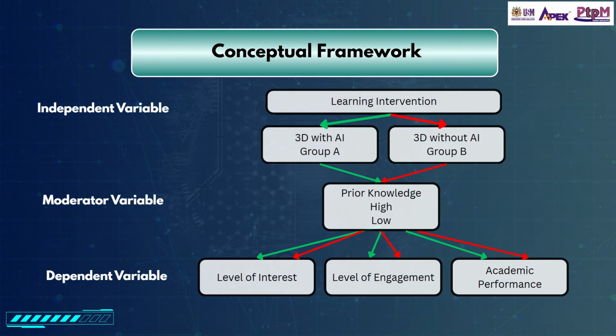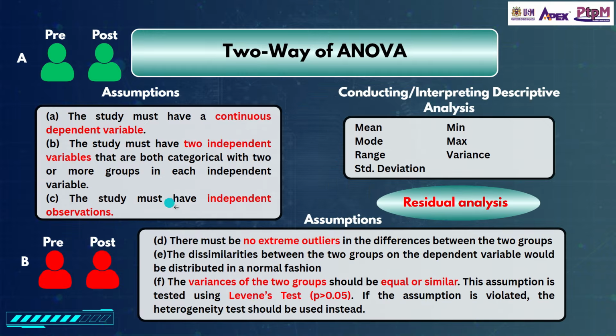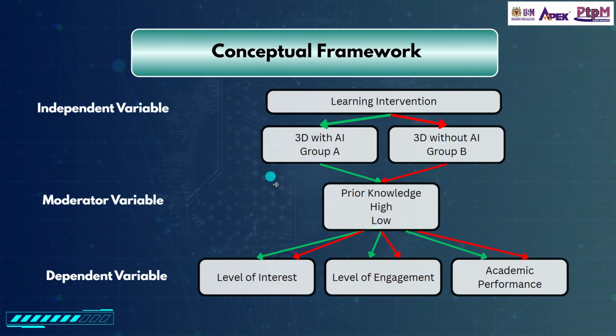Okay, so now we proceed with the third one. The study must have independent observation, which means group A, either group A with high prior knowledge or group A with low prior knowledge, must be observed independently from group B with high prior knowledge and group B with low prior knowledge. Both groups are observed independently.